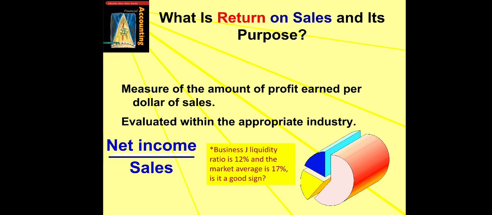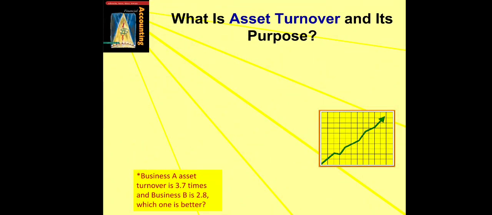That's how you can use return on sales ratio to analyze the financial statement of a business. So how to get data to calculate this ratio? Net income or profit and sales data. You can get these two data from the income statement of a business.